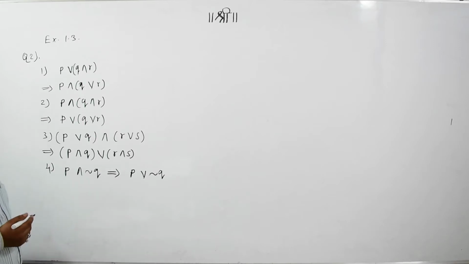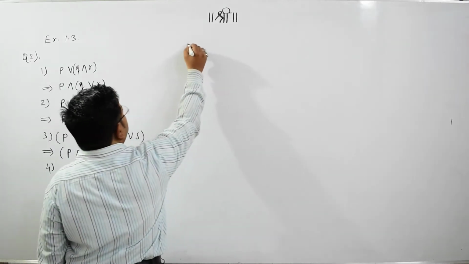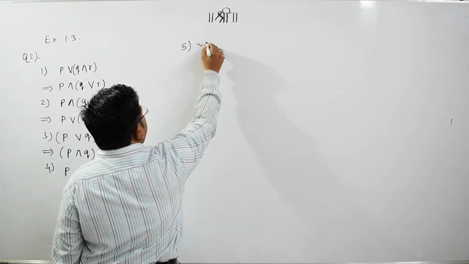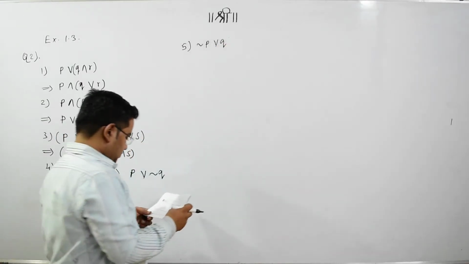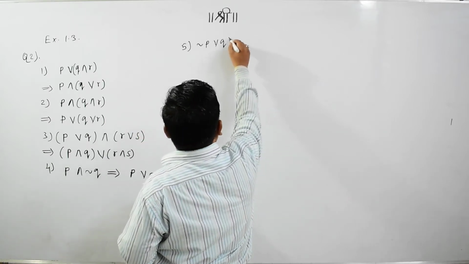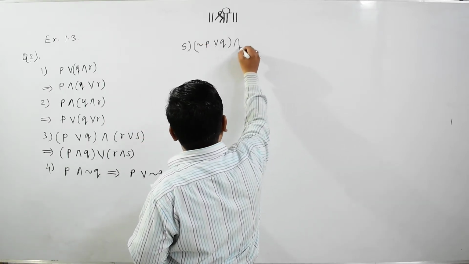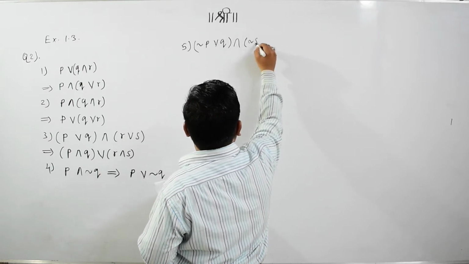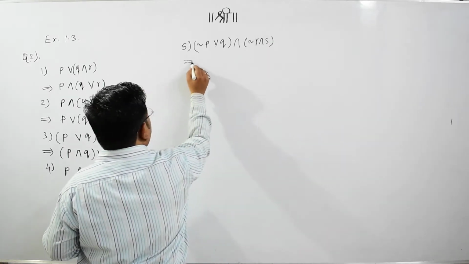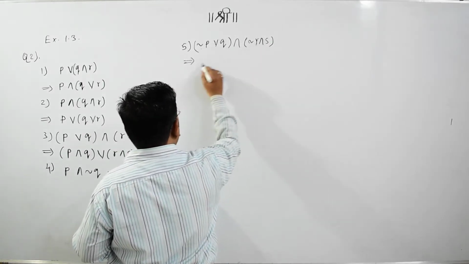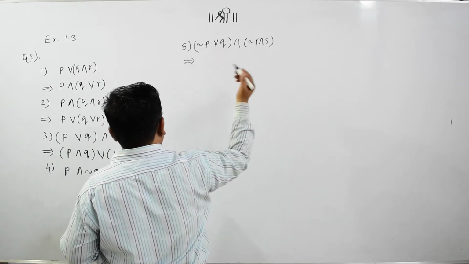Our next question is negation of P. The fifth one we are solving: negation of P or Q. What is given? Negation of P or Q and negation of R and S. Without changing the negations of these symbols, we need to change only this or instead of and.